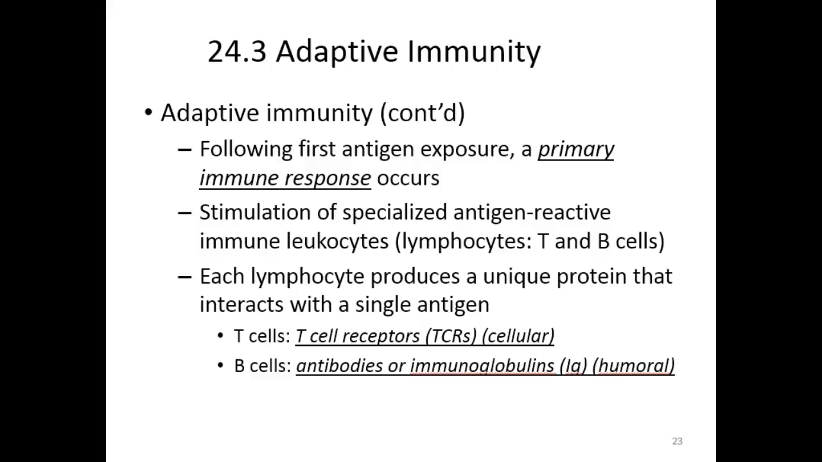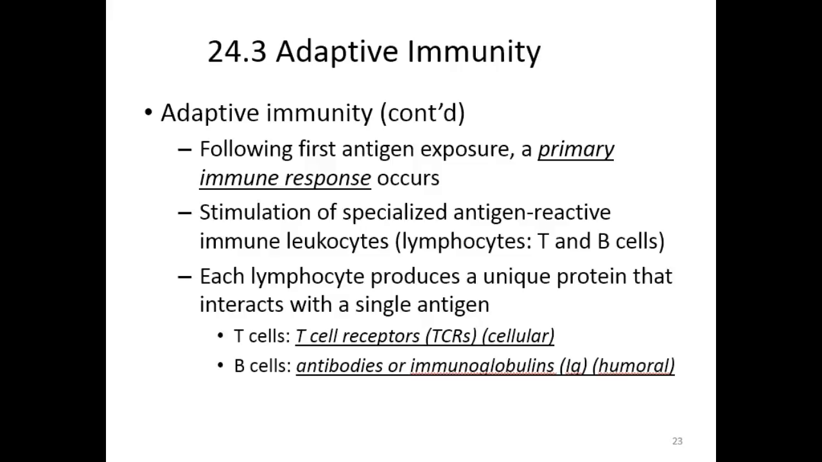So once antigen is presented, the primary immune response can occur, which is that recognition of this foreign material by the adaptive immune response. That results in stimulation of specialized antigen-reactive leukocytes called lymphocytes, the T and the B cells, which we talked about previously. Each lymphocyte produces a unique protein that interacts with that single antigen.